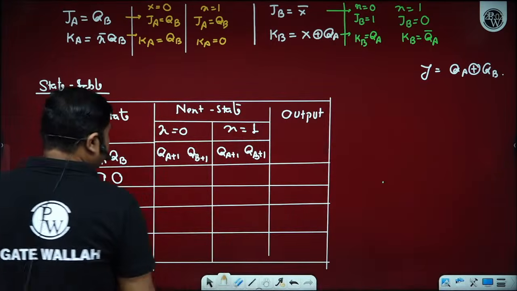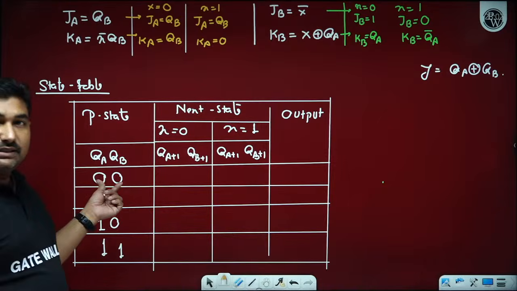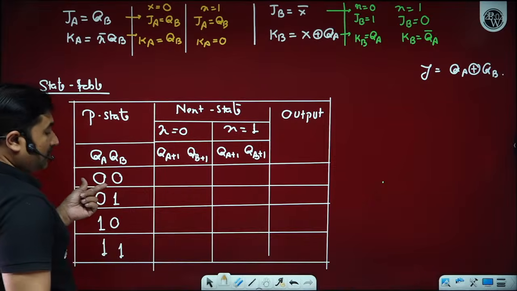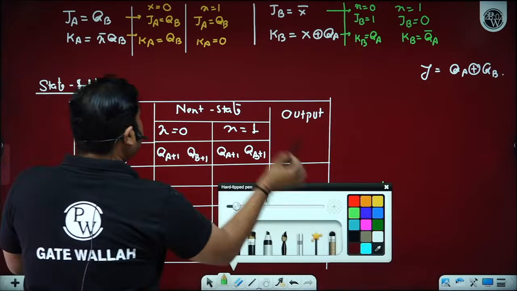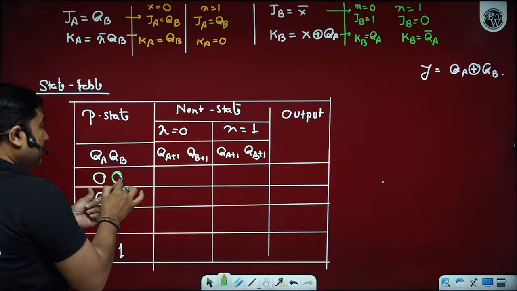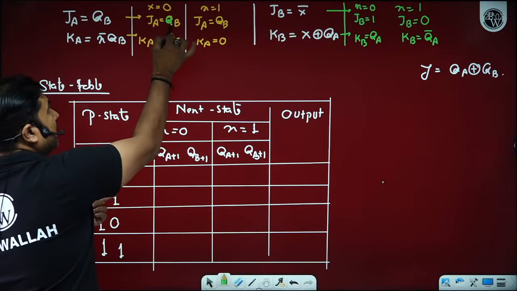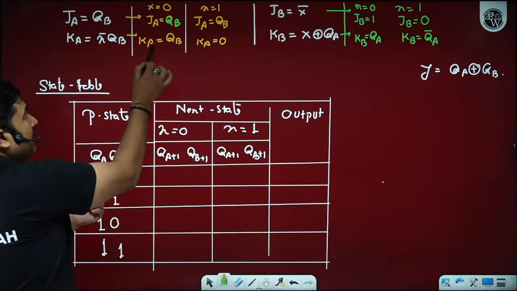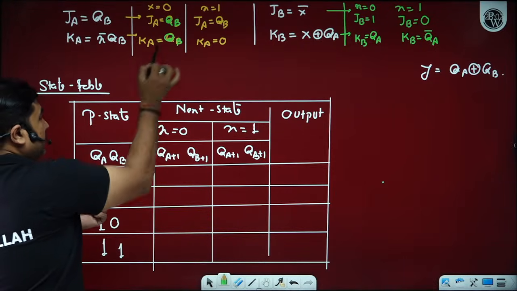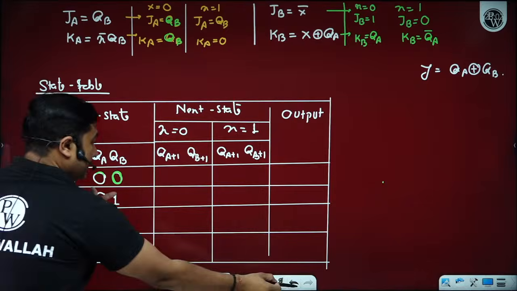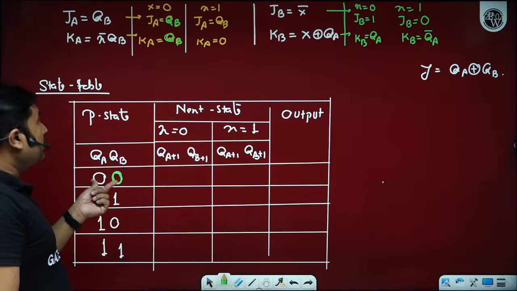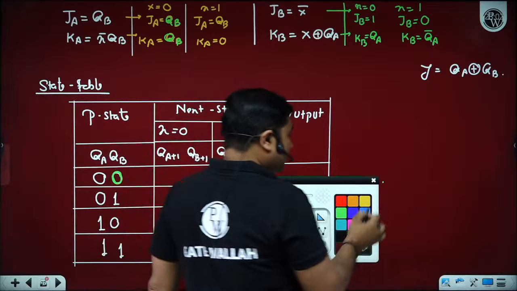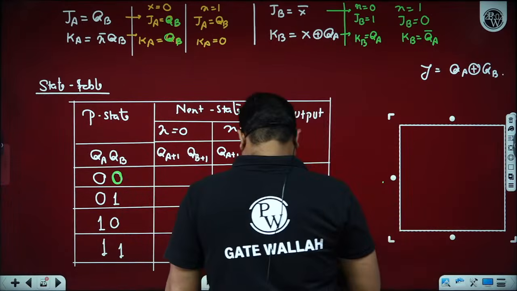So now please observe here, with the present state 00, with X equals to 0, JA is the same as QB. So QB is 0. Yes, sir. And KA is the same as QB. Is it okay? Yes, sir. So in a JK flip-flop, if we are getting 0, 0, we all know about the truth table of the JK flip-flop.